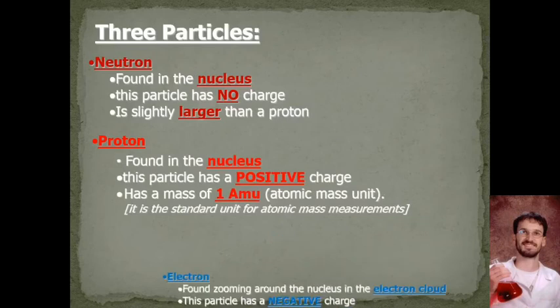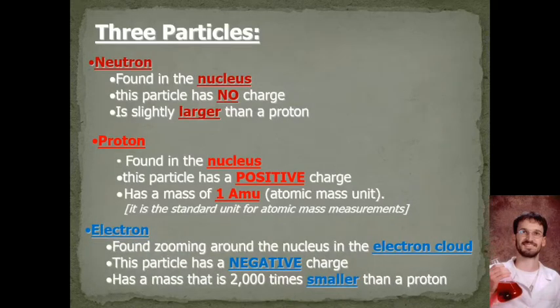So what are these particles that are found in the nucleus and in the electron cloud? In the nucleus, we have neutrons and we have protons. And these are the two things that give an atom its mass. So the neutron, found in the nucleus, has no charge, and that's going to be important. About these three things, you're going to need to know where they are and what charge they have. Well, a neutron has no charge, and it's just a tiny little bit larger than a proton. The proton's also found in the nucleus, and it has a positive charge, P for positive, P for proton. It's a nice way to remember that.